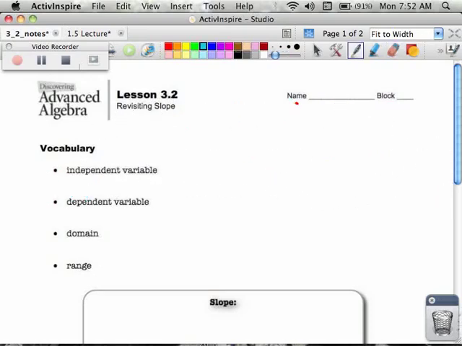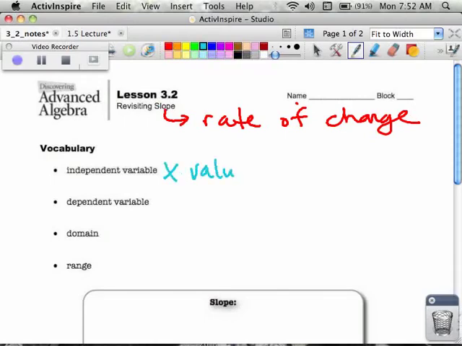Right, the slope. It says slope, yeah. So slope, rate of change. And we talked about that earlier in the unit. Independent variable really is talking about our x values. It's the horizontal axis.